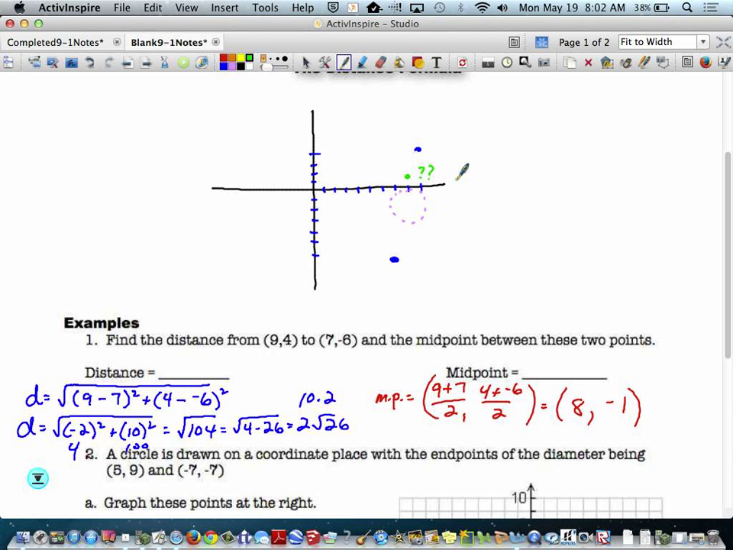What could we do? Sketch this picture quick off to the side just to make sure you're getting in the right location. When you graph 8, negative 1, it would be about right there. That's a much better look for the midpoint, that red dot. So check your work.